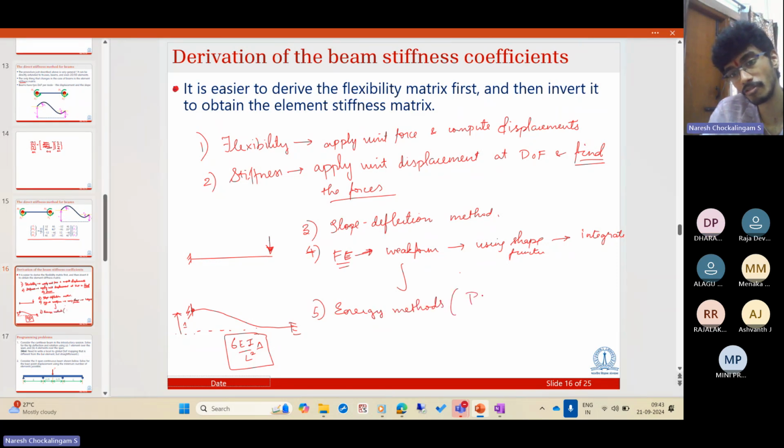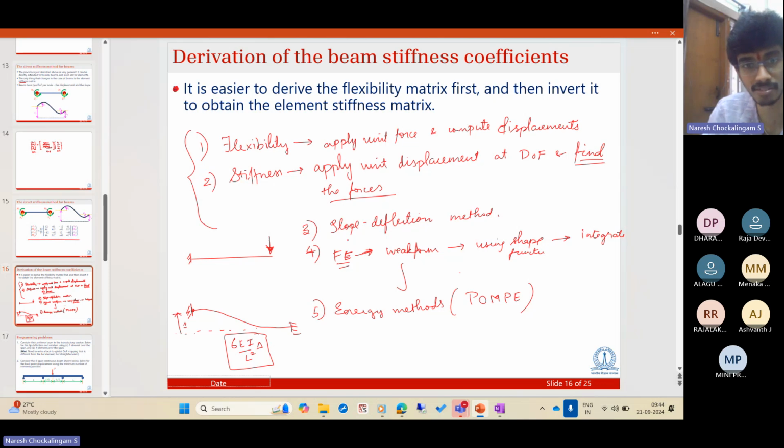Principle of minimum potential energy. There are ways to do it. Then principle of minimum potential energy or stationary potential energy, PSP. You can do that. And yeah, there are a variety of methods to do this. So since we have both civil and mechanical audience, let me not go through these because these involve certain advanced structure analysis techniques. You need to know about some.